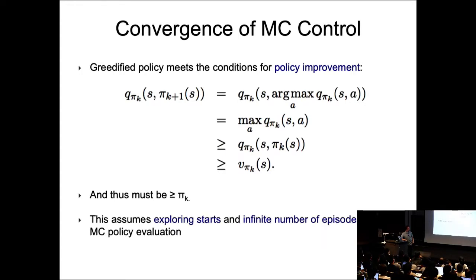And eventually you will reach the optimal policy. Now, this assumes exploring starts, right? This is on the assumption that every single state action is visited. You have non-zero probability of visiting every single action-state pair. And you also have an infinite number of episodes, right?